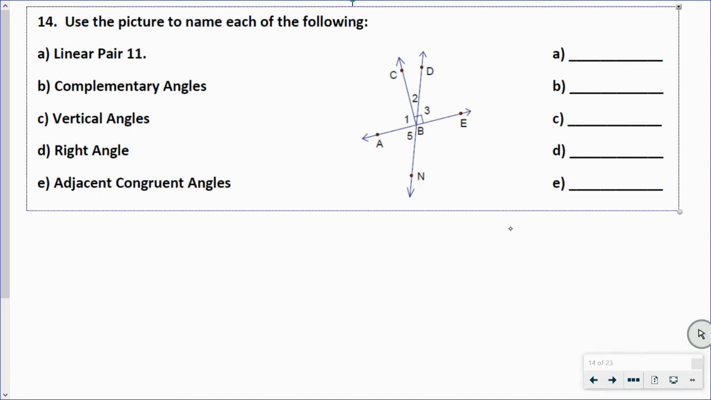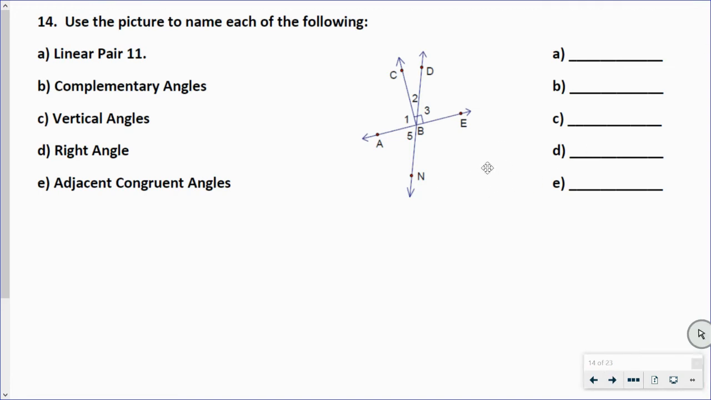Okay, here's some fill in the blank type questions, where it gives you a diagram and it wants a few things here. So use the picture and name each of the following. A linear pair. I think this was maybe just a typo here. So name a linear pair in this diagram. Remember, a linear pair forms a straight line. Okay, so here's a straight line. This is one of our straight lines. You could use this line.